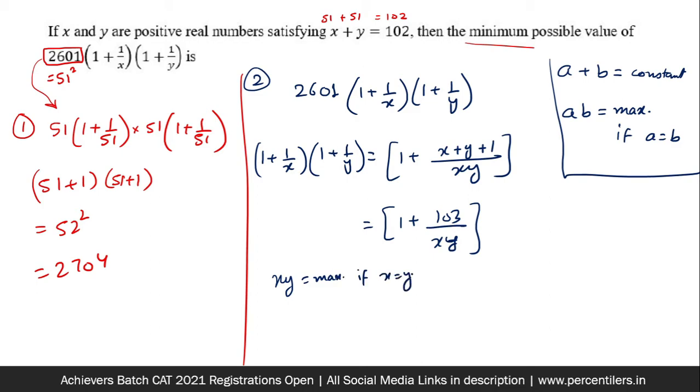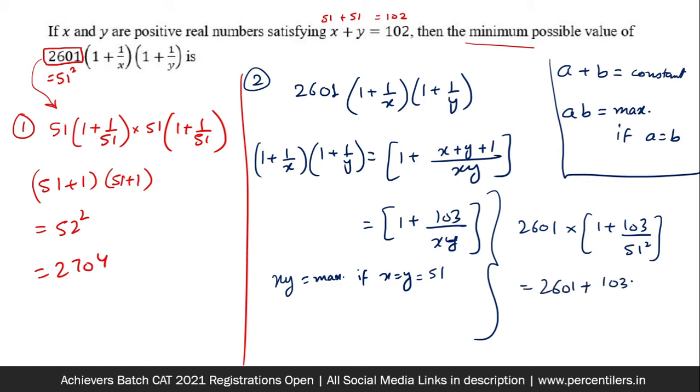So what we did in our red solution, now we are going to prove it in this blue solution, and we have just done that. So x is equal to y, that means each is equal to 51. If we do that, this entire thing becomes 2601 into 1 plus 103 over 51 square, which becomes 2601 plus 103 into 51 square upon 51 square, and this way also you get the answer as 2704. These are two solutions, actually the same solution, but one is very short and the other is longer. Hope you learned something from this. And now moving on to our next question.